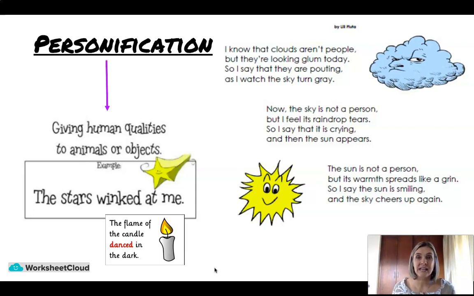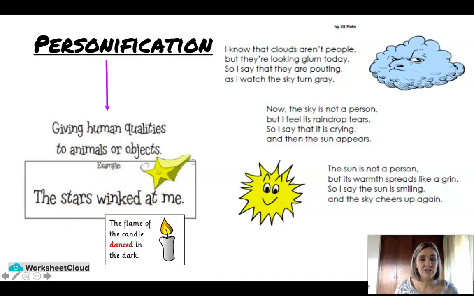Personification is slightly different. This is one of my favorites, and I love to highlight this part, person, for you to remember personification, person. So it's giving human qualities or person qualities to animals or objects. And we know that that's not literal. So for example, if I said the stars winked at me, that's not literal language. The stars can't actually wink, but I'm using my figurative creativity. The stars winked at me. Lovely use of personification.